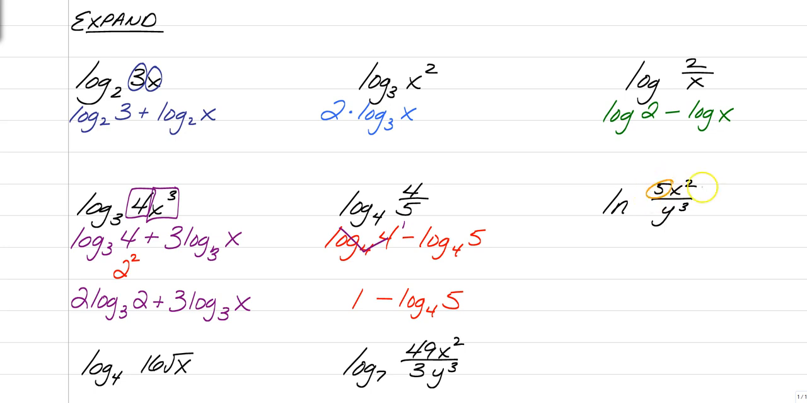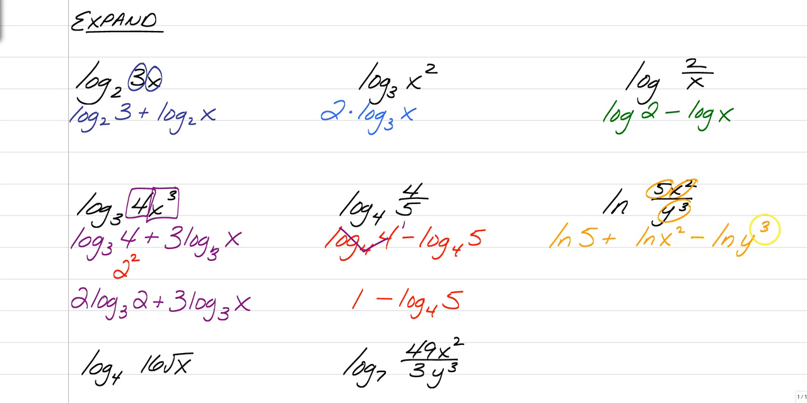We've got 3 terms. We have a 5, an x squared, and a y cubed. So if it helps, you can map it out by writing 3 ln's. That's only if it helps. You don't have to do that. So we have ln of the first term, which is 5, plus ln, or the natural log of x squared. And then since we're dividing, we have minus the natural log of y cubed.